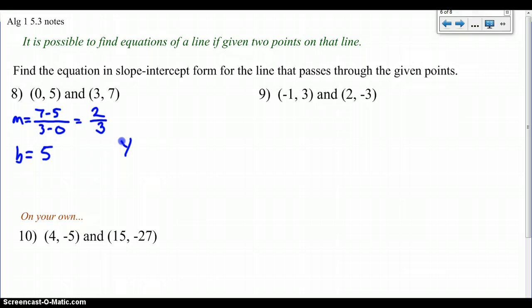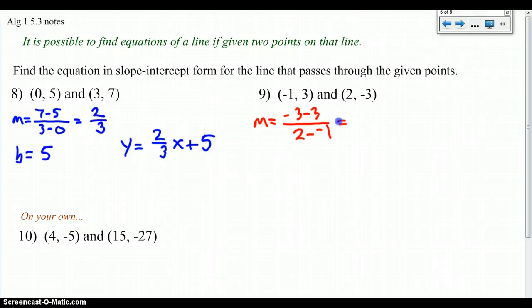And so we can go straight to the equation y equals 2/3 x plus 5. Okay, number 9 is going to require just a little bit more work. We do the same things as far as what we need to find. So we'll start with finding the slope. M is negative 3 minus 3 divided by 2 minus negative 1. That gives us negative 6 over 3, or just simply negative 2.